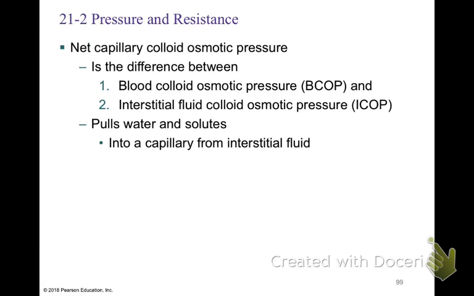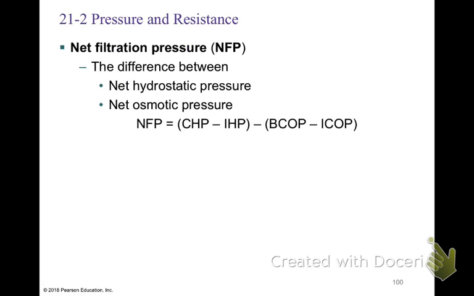All right, likewise, interstitial fluid has a colloid osmotic pressure. Now remember, the colloid osmotic pressure is due to proteins, but there aren't very many proteins in interstitial fluid. So the interstitial colloid osmotic pressure is low to non-existent. All right, so the net filtration pressure is the difference between the hydrostatic pressures and the osmotic pressures. This formula is important to understand. Those four factors are involved in that formula.